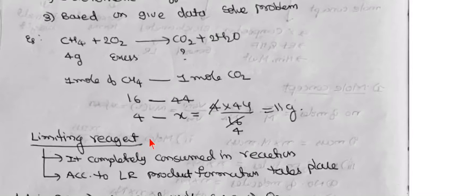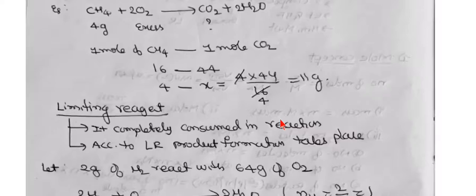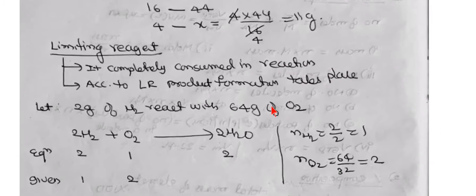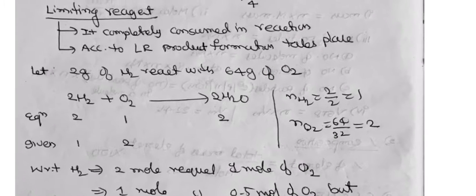Another very important concept is the limiting reagent. The limiting reagent is the reactant which is completely consumed in the reaction and which limits the product formation. It is called the limiting reagent. So the limiting reagent is always completely reacted in the reaction, and it limits the product formation, that is, product formation takes place only according to the limiting reagent.